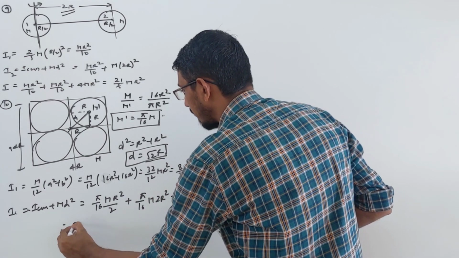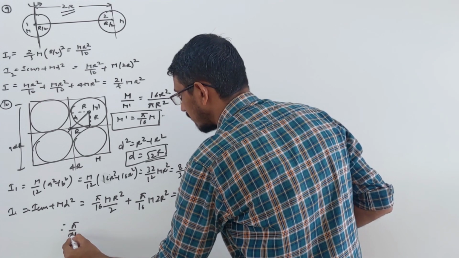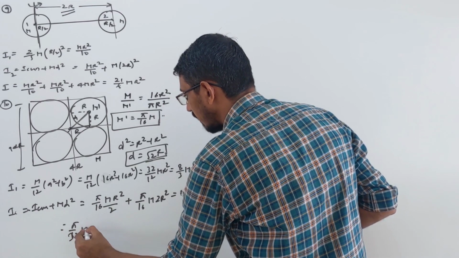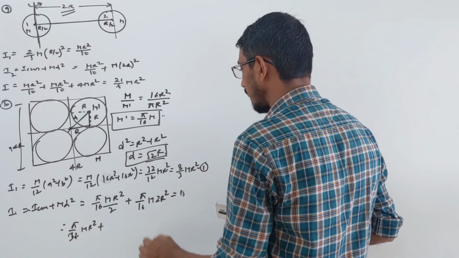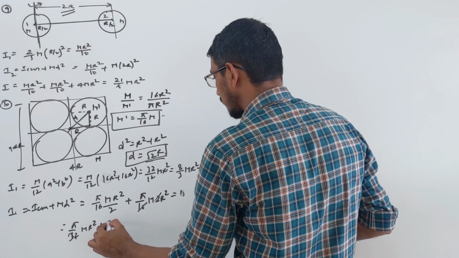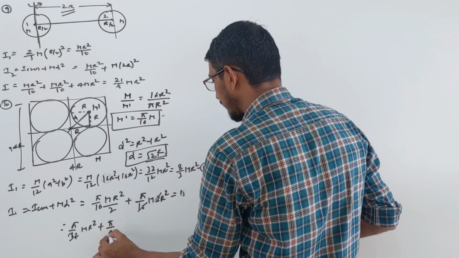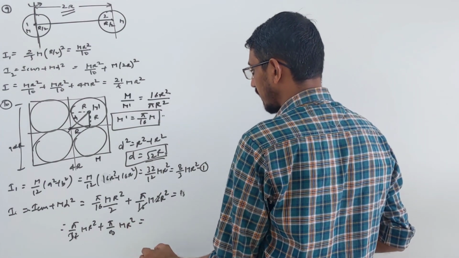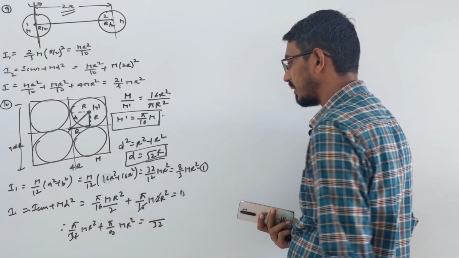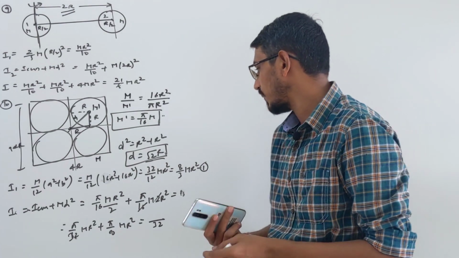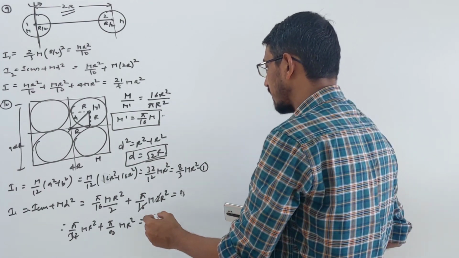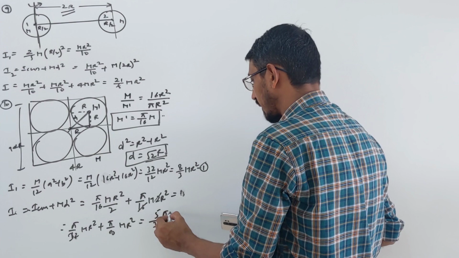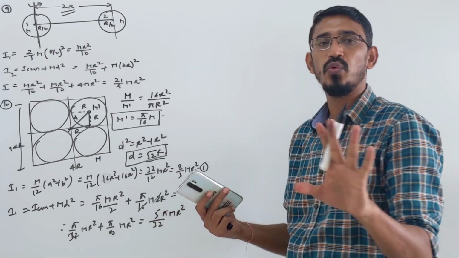This will become pi by 32, there is 2 also there, m r square, plus this becomes pi by 8 of mr square. So how much does this become? If you take LCM 32, 32 goes 1 time, 8 goes 4 times, this becomes 5 pi mr square by 32. This is due to what?